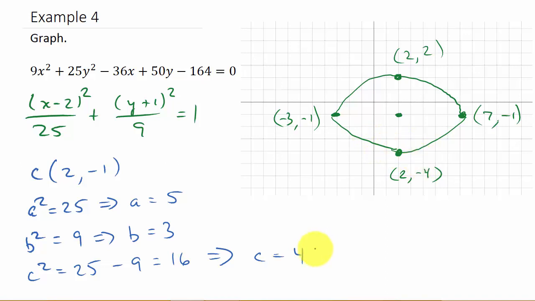Now let's plot our foci. So c is 4, and remember the foci are on the major axis. So since c is 4, from the center I go 1, 2, 3, 4 units each way. Okay, and so this would be the point (-2, -1). This would be the point (6, -1). It's getting kind of crowded in here. And then for the center, you could actually label the center if you wanted to as (2, -1). And there's your graph with everything labeled.